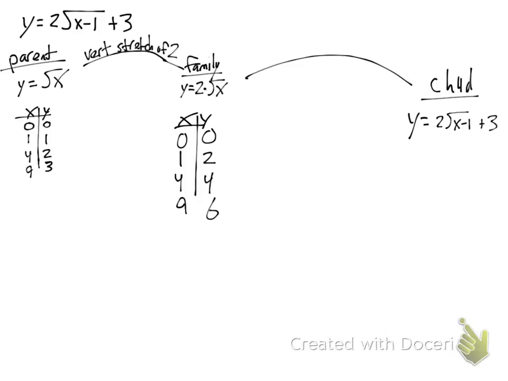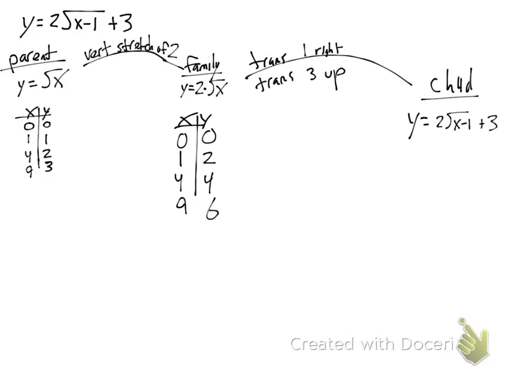So where is this graph going? In words, where is it going? We've stretched it by 2, vertical stretch of 2. Now we have to worry about the h part. It's 1. We're moving it 1 to the right. So we are going to say it's translated 1 right. Because it looks like it's going negative, but it's the opposite. And the 3, we'd say it's translated 3 up.